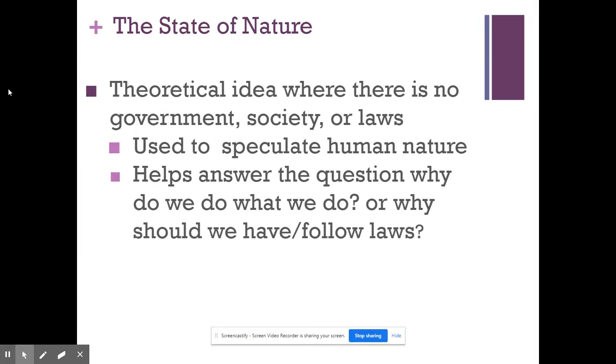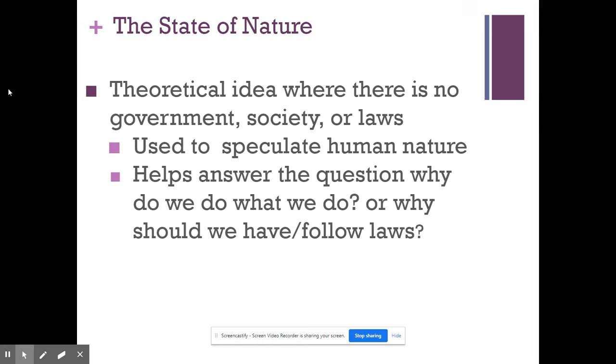So the state of nature, these are our ideas. They're also vocab words, but these are our big ideas that come out of the Enlightenment. So the first one is the state of nature, and this is a theoretical idea where there is no government. So think of it like it's a free-for-all. People are cavemen. There's no rules. It's just totally crazy. And it's used to speculate on human nature, like what would we do?